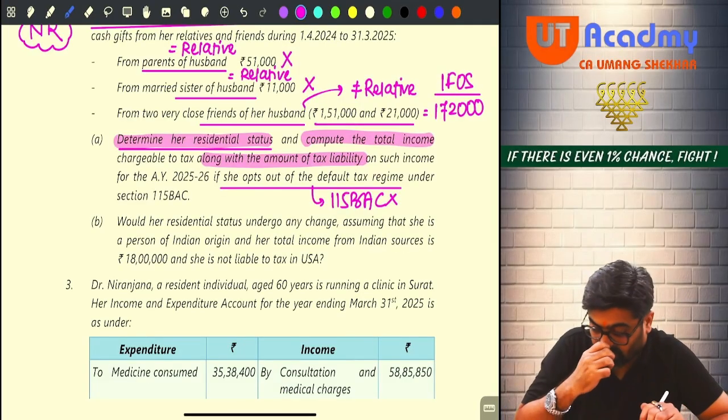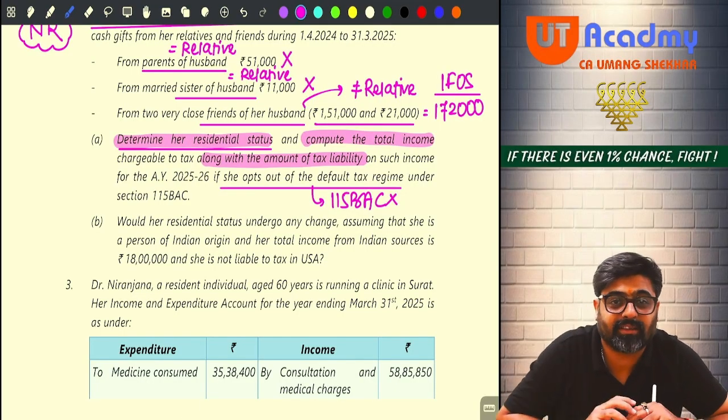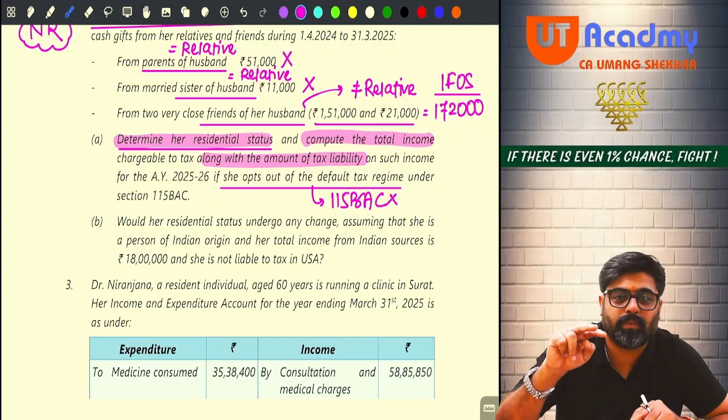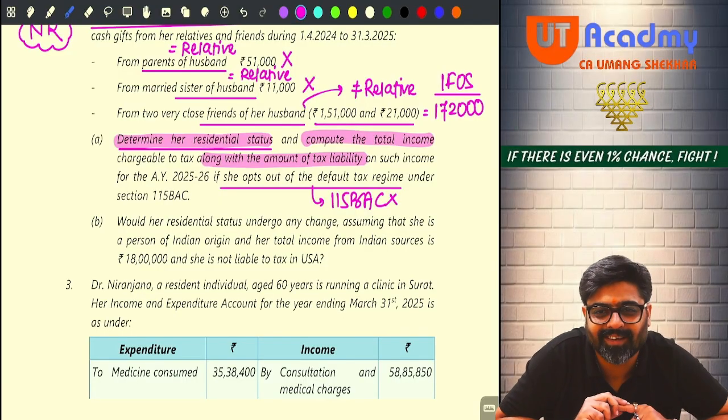So they are saying calculate the tax also. So 2 marks for this tax calculation. 2 plus 2 plus 2, 6 marks. And 2 marks for part B. Would the residential status undergo any change? Assuming that she is a person of Indian origin and her total income from Indian sources is 1,80,000 and she is not liable to tax in USA.